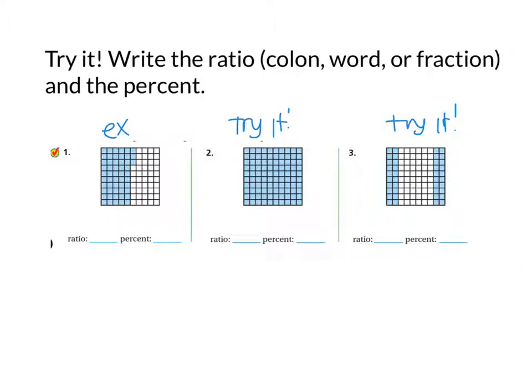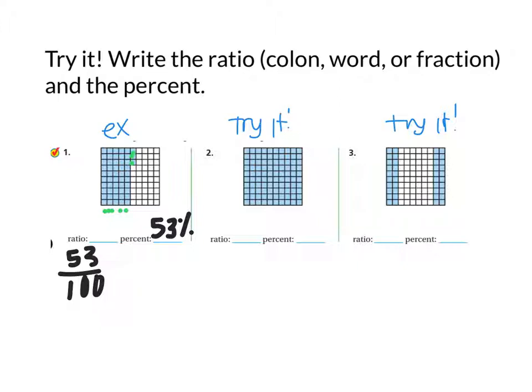Alright, here's another try it problem. I'll do an example and then 2 try it. So you're going to write the ratio and the percent again, based off of what they've colored in. So for the first example, I'm going to count how many rows of 10 they have. It looks like 1, 2, 3, 4, 5. And then they have 1, 2, 3. So they have 53 boxes colored in, which is 53%. And then I can write this as a ratio of 53 over 100. Okay, so go ahead and try the 2 try it problems on your own.